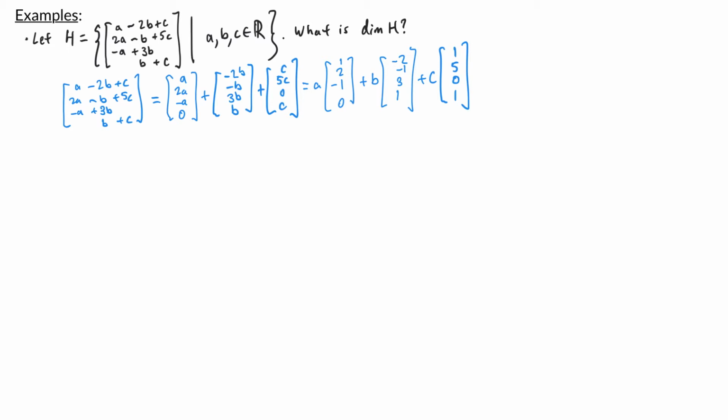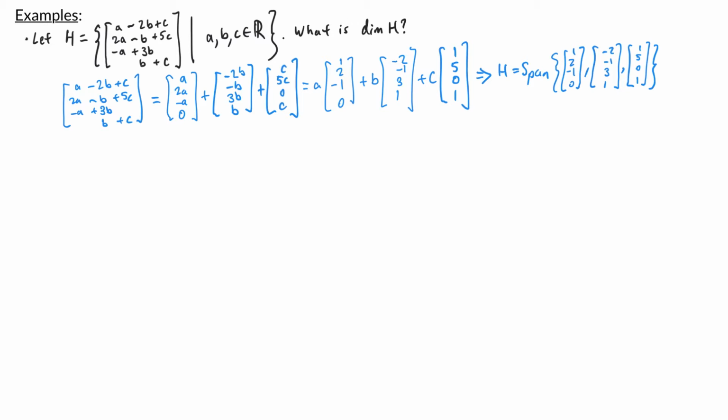Since a, b, and c are any real numbers, we see that H is the set of all linear combinations of the vectors (1, 2, negative 1, 0), (negative 2, negative 1, 3, 1), and (1, 5, 0, 1). So H is the span of those three vectors. But this doesn't allow me to conclude that the dimension of H is 3. We need to know if these three vectors form a basis for H.